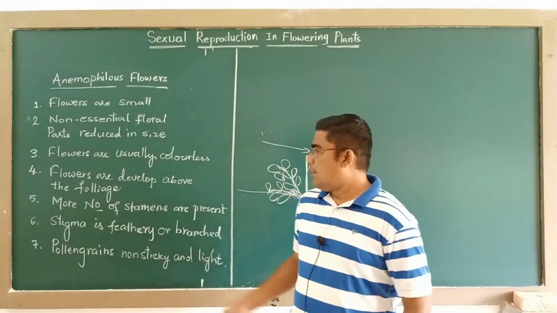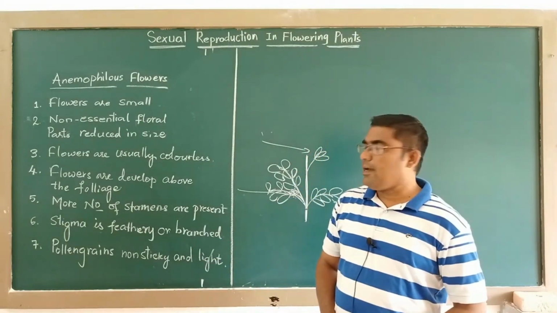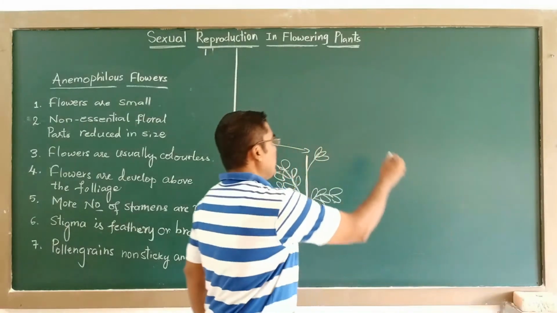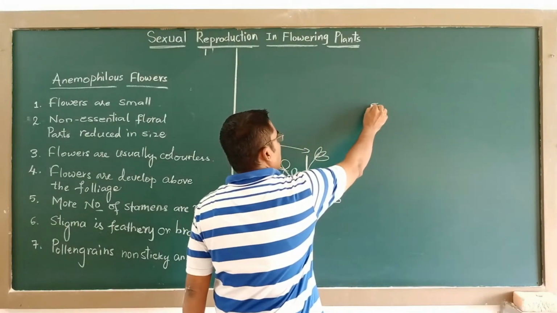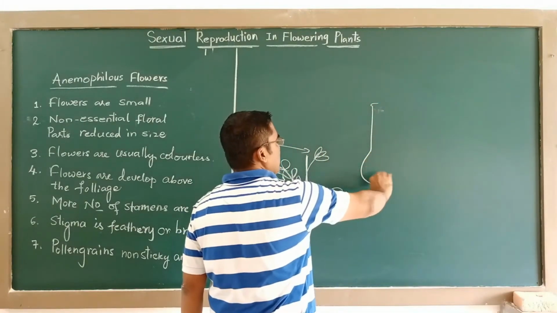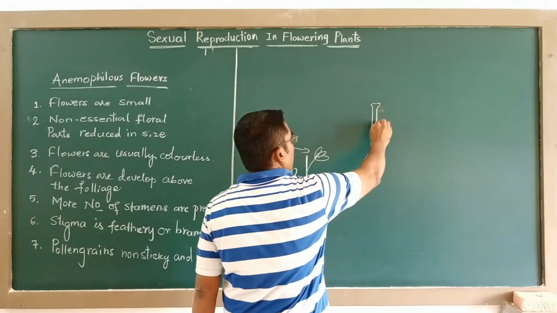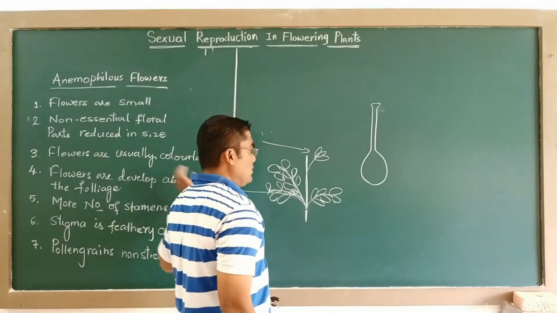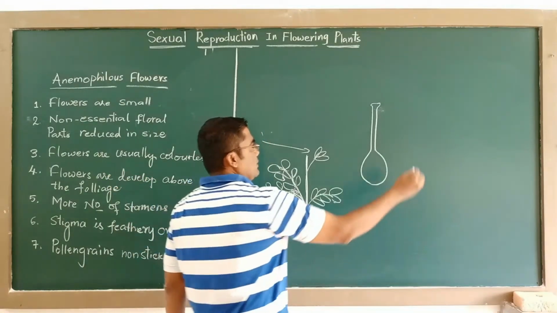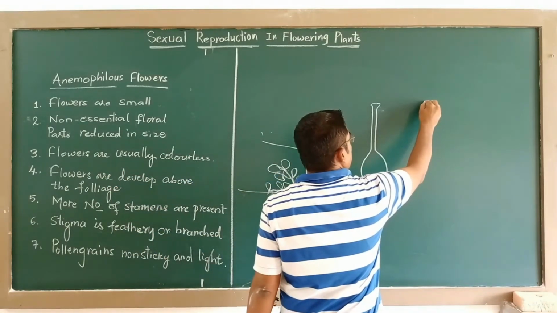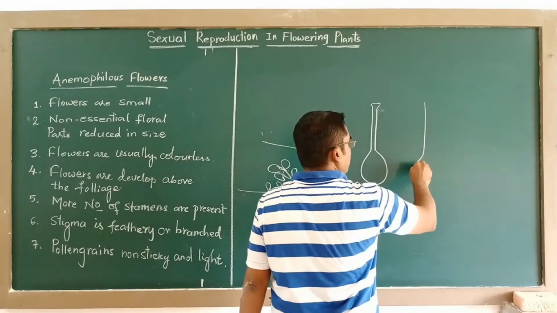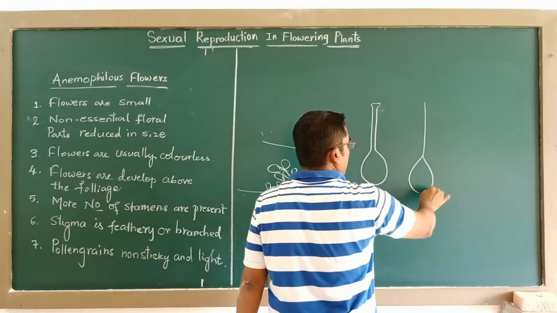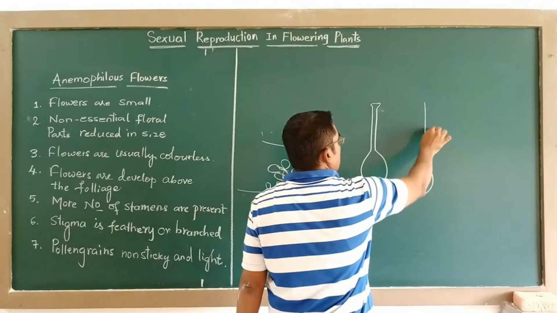Whereas next one is stigma is feathery or branched. When we observe this one, commonly a typical stigma is present like this. Normally, typically stigma is present like this. But in anemophilous flowers, the stigma is branched.